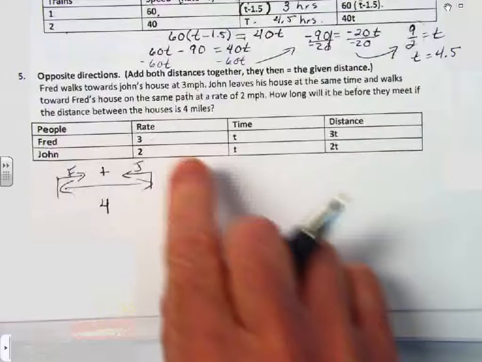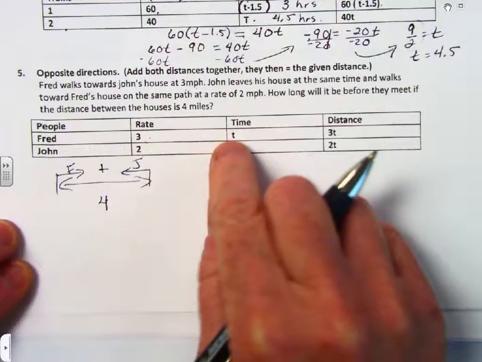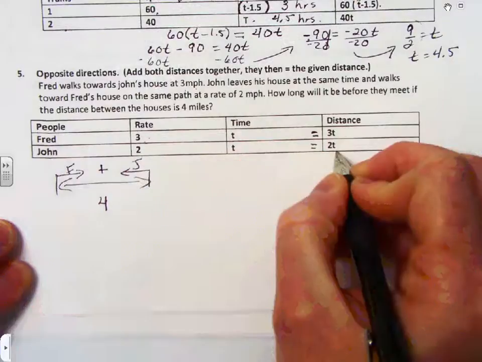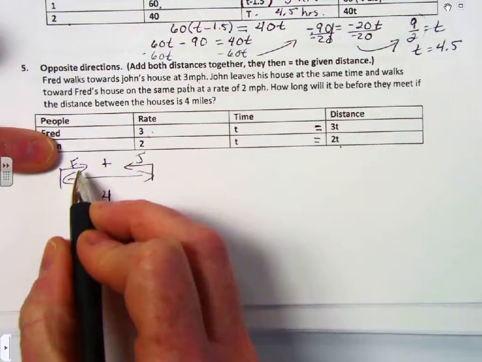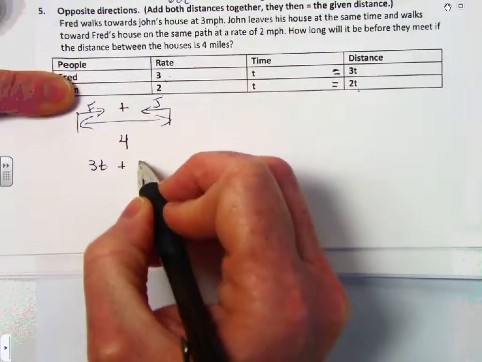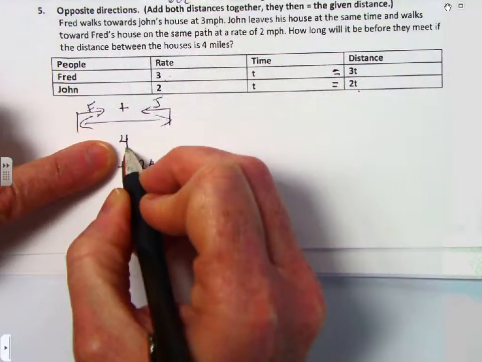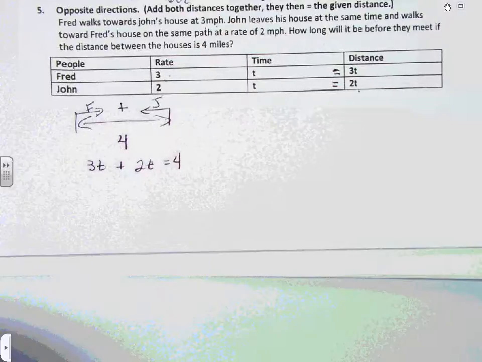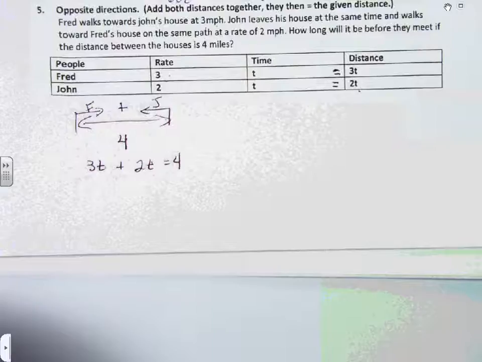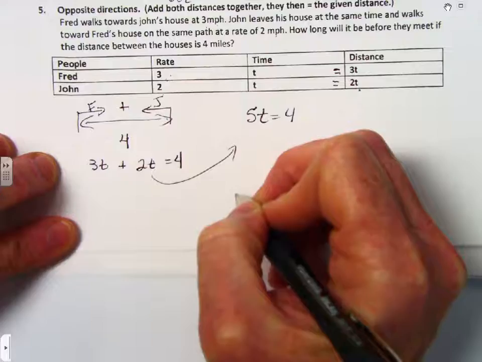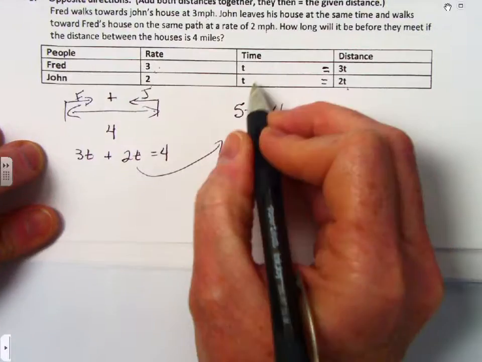Multiplying straight across, 3 times T would create our distance for Fred. 2 times T would create our distance for John. So I know that Fred was a 3T, added to John, who's a 2T, has to total the 4 miles that they said was between the two gentlemen. Right? Let's do the math. What's 3T plus 2T? 5T. Okay. So I have 5T is equal to 4. I have to get the T by itself because I'm trying to find their time.